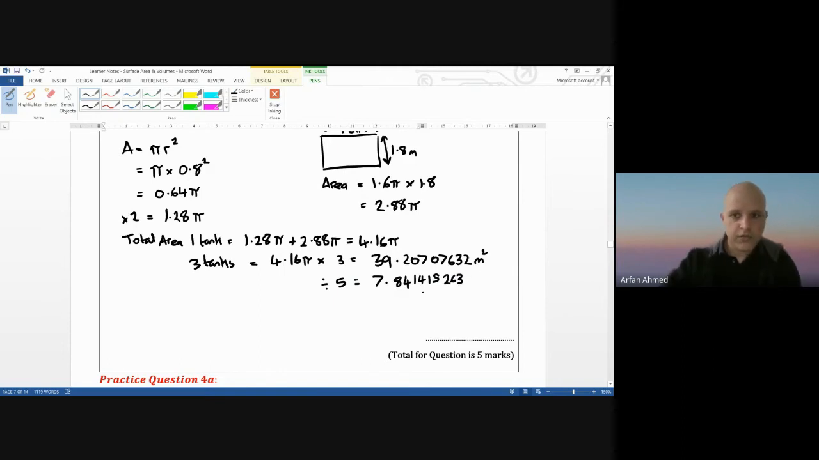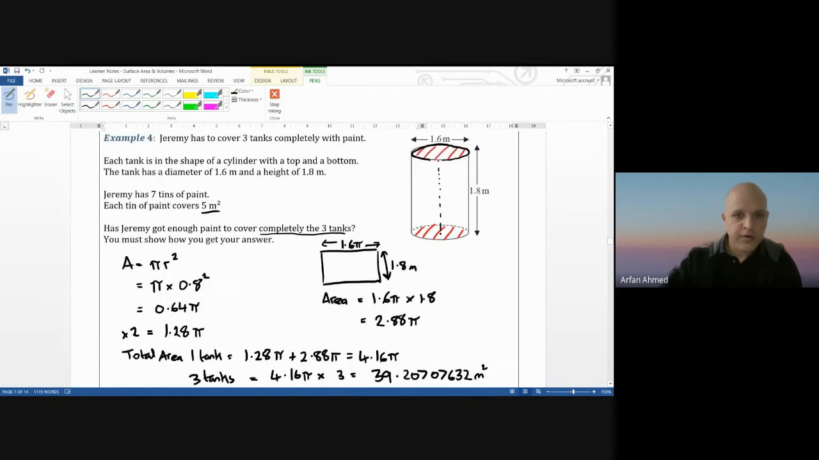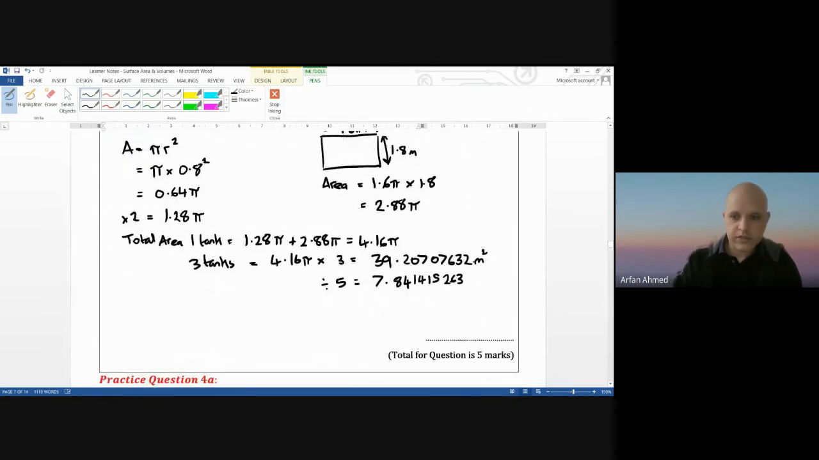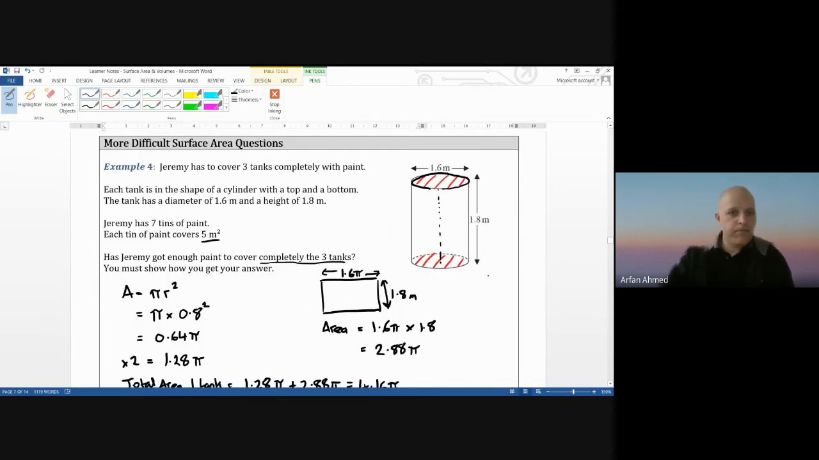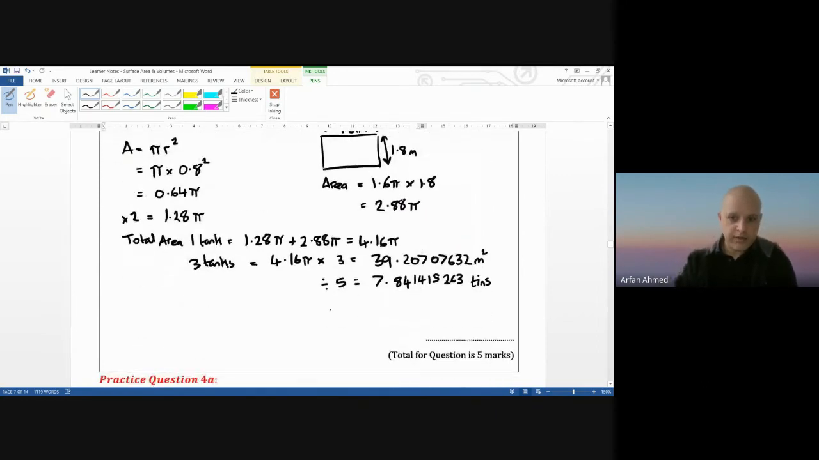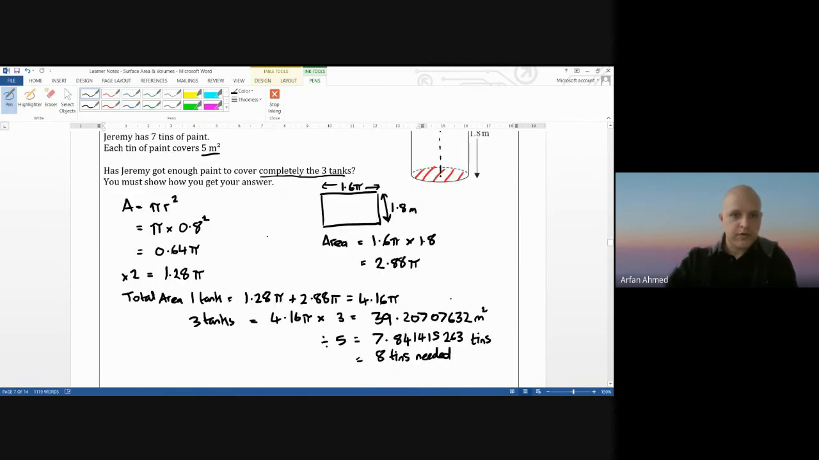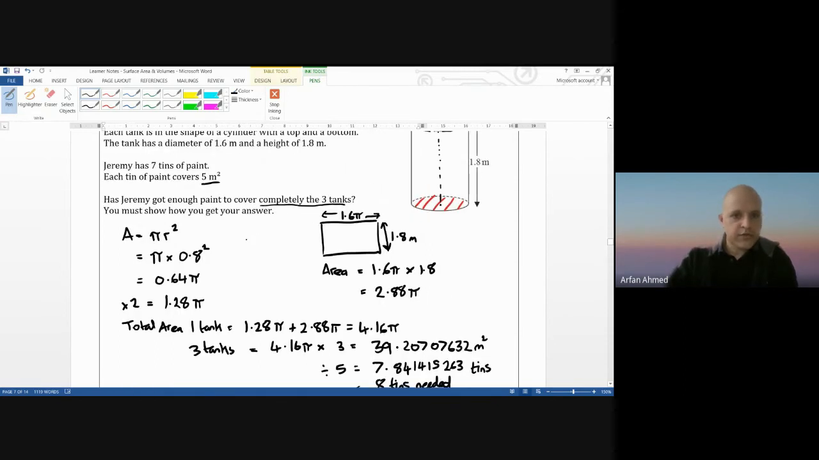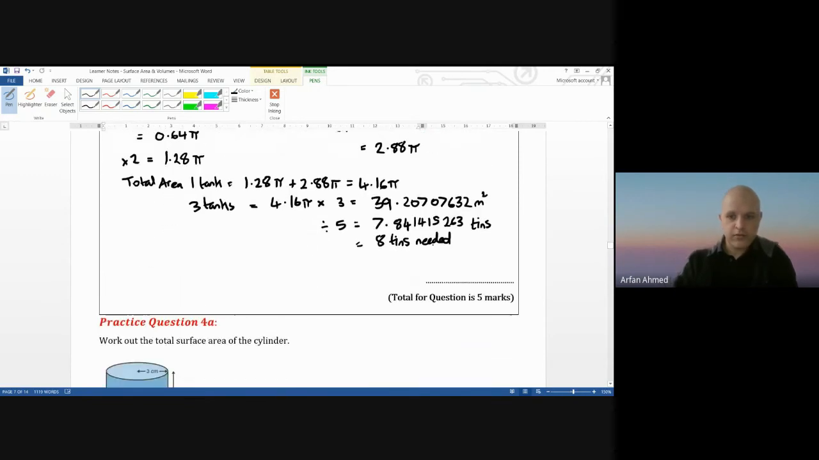What does this represent? This represents number of tins, because each tin represents 5 meters squared. So that's going to be tins. He's got 7 tins. Well, technically 7 wouldn't be enough. He needs more than that. We need 8 tins. Has he got enough? No, definitely not. He's 1 tin off. Has Jeremy got enough tin? So we have to say no.